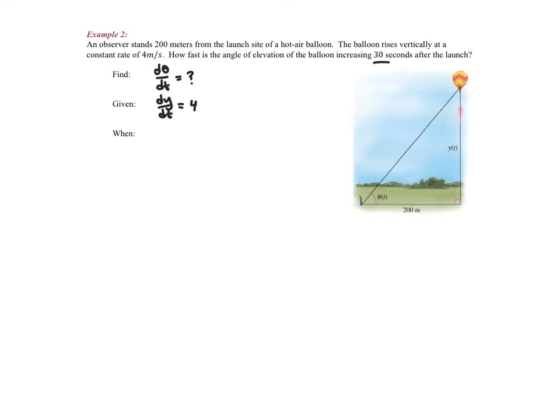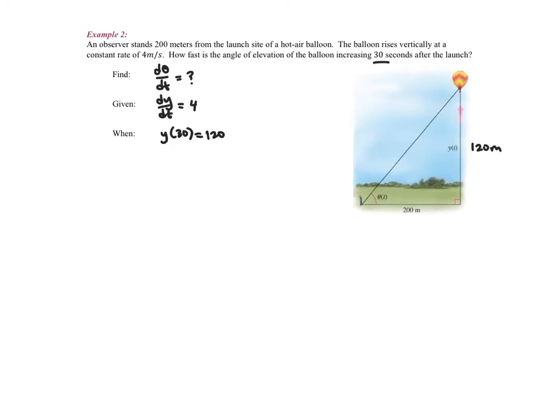Okay, and this happens 30 seconds after launch. So if the balloon starts at the ground, 30 seconds after launch would be 30 times 4, right? So 4 meters per second for 30 seconds. I think that's 120 meters. So we want to know that when t equals 30, y equals 120.